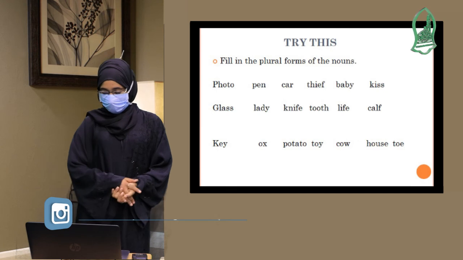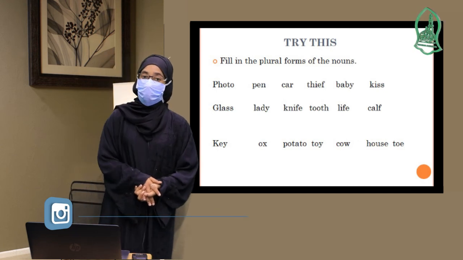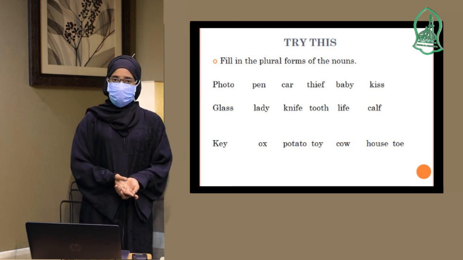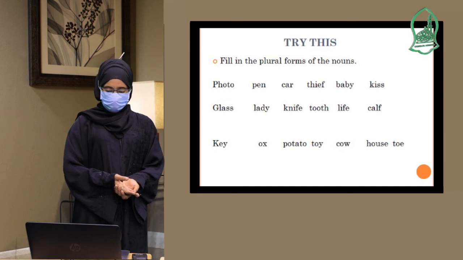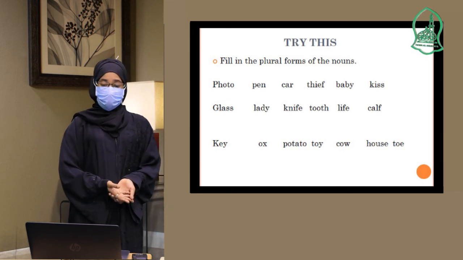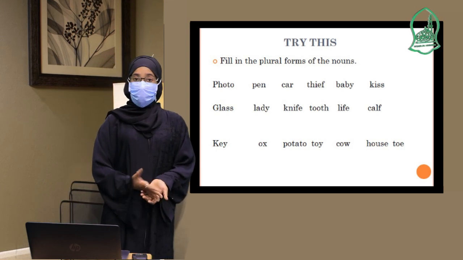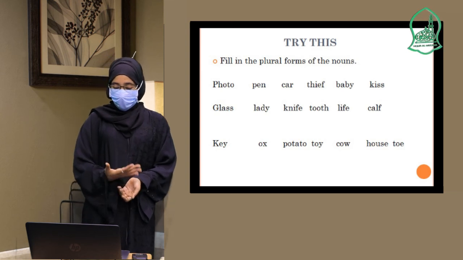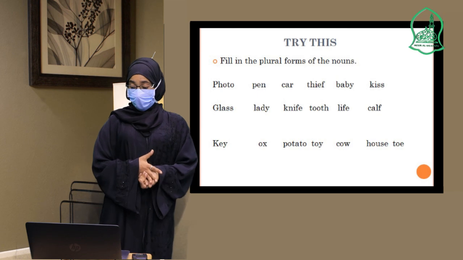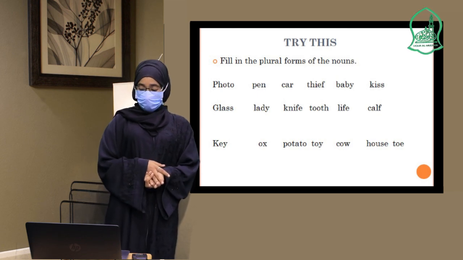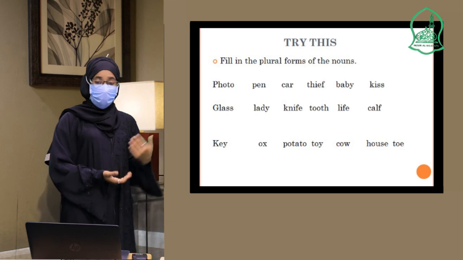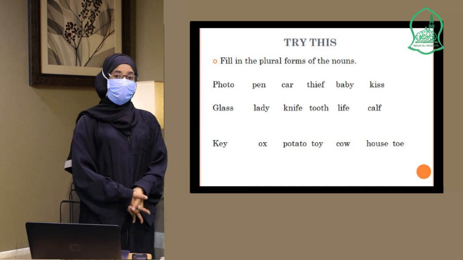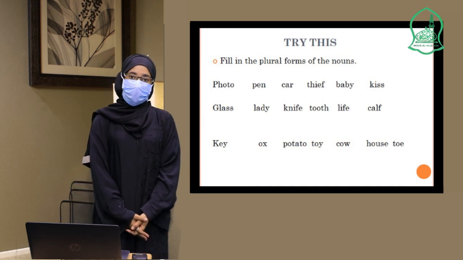If you have really understood the lesson, I want you to try this, and you can try more of the words. I want you to fill in the plural form of the nouns. We have the word photo. Photo is one. What if there are many? How do we say? Pen, one. When there are many, how do we say? Car, one. When there are many, what do we say? Thief, baby, kiss, glass, lady, knife, tooth, life, calf, key, ox, potato, toy, cow, house, and toe. I want you to put these singular nouns in plural form.